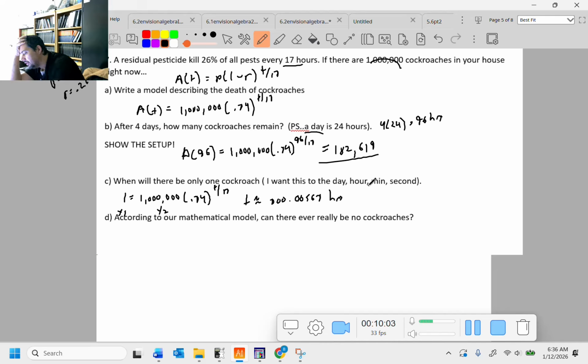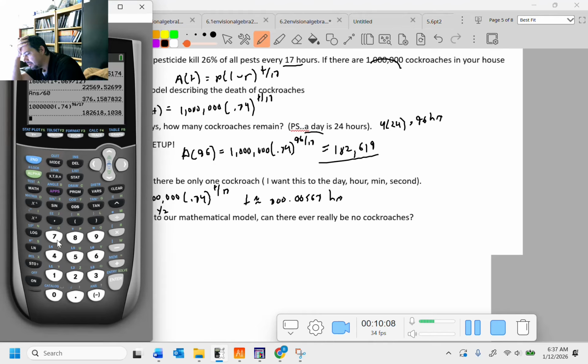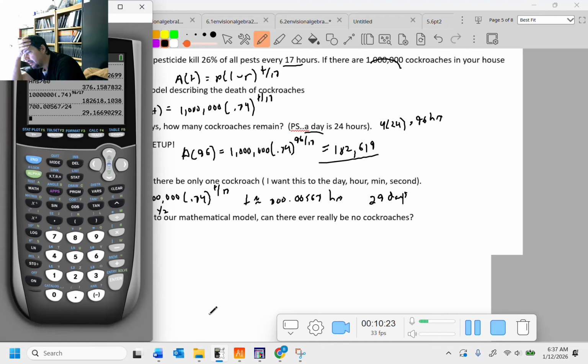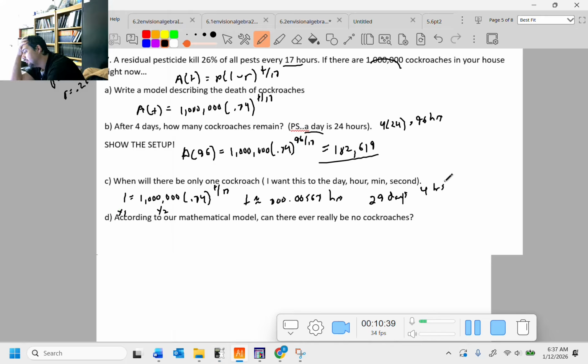All right, so I know that there's 24 hours in a day, right? So let's take our number, 700.00567 divided by 24. 29 perfect days. 29 days. Now I've still got this 1700ths of a day to work with. I'm going to take away the 29 whole days. A day is exactly 24 hours, so times 24. 4 whole hours. 4 hours.